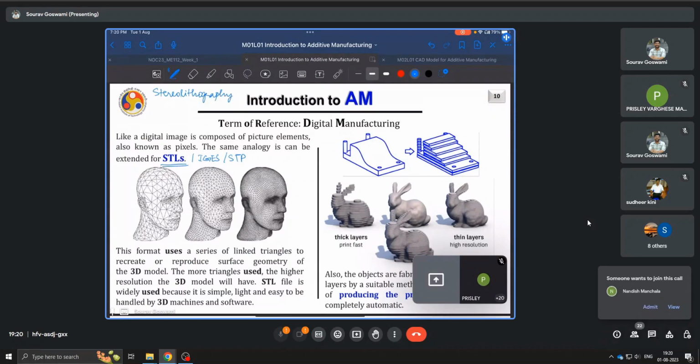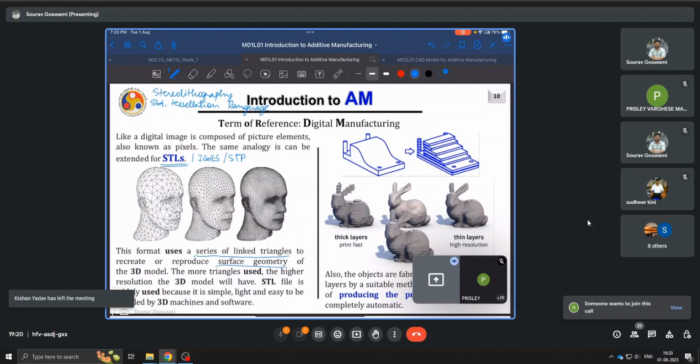Next, it was expanded to mean standard tessellation language, and also called standard triangulation language in some literature. What is special about this STL format is that it uses a series of linked triangles, linking is important, to recreate or reproduce surface geometry. So what you're getting is actually a surface model. It's not a solid model, it's hollow.